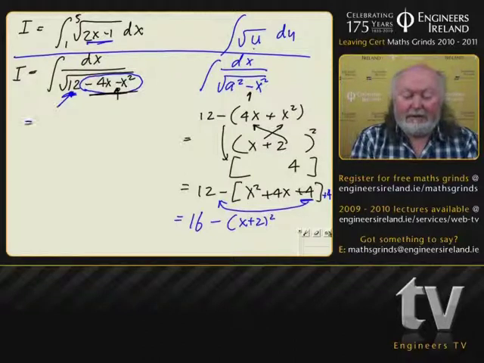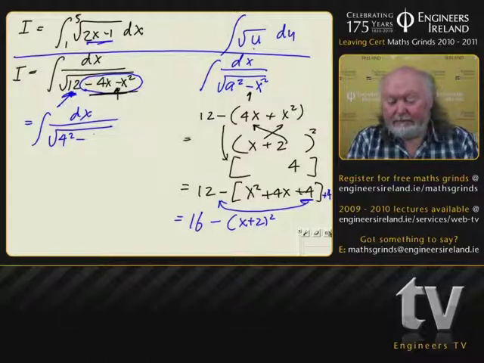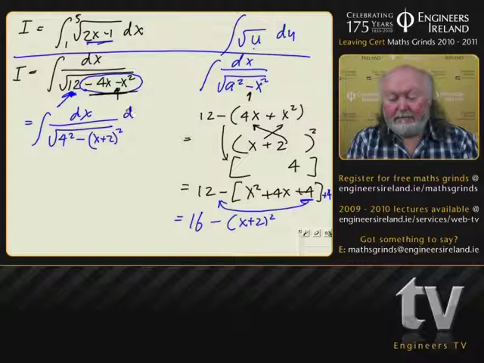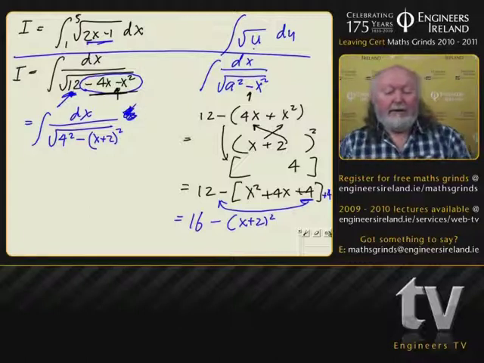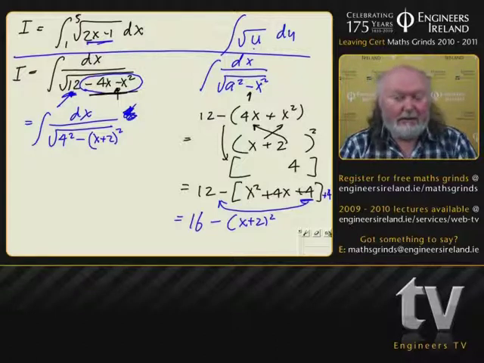So we'll say it's equal to the integral of dx all over the square root of 4 squared minus, and we know how to play with that because it's a standard integral, and we will just get the answer from the log tables for that.